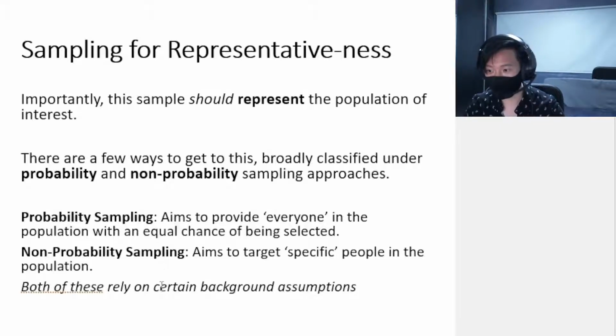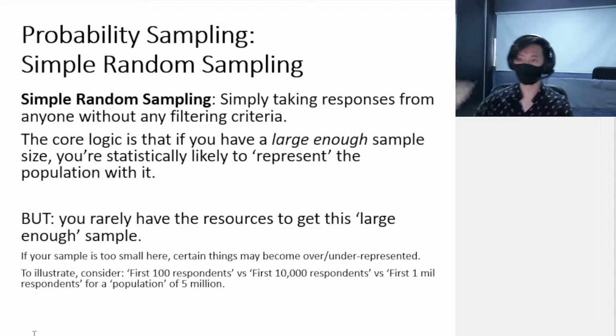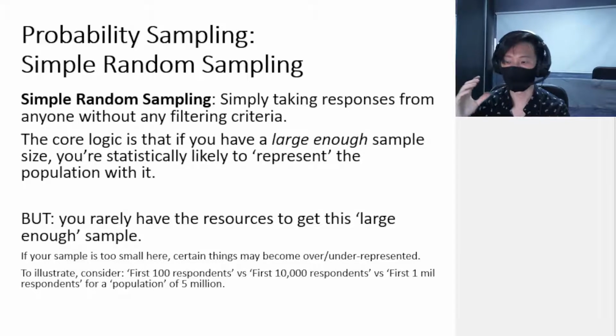So there's two approaches to this, and I'm going to go through these logics for this discussion today. Probability sampling relies on this core logic that if you have a large enough sample, you can represent the population. Here, the most basic version is called simple random sampling.